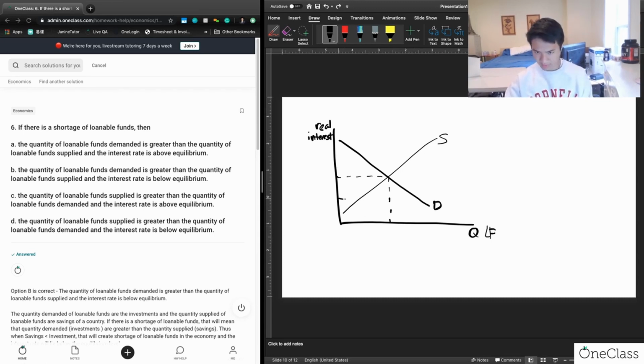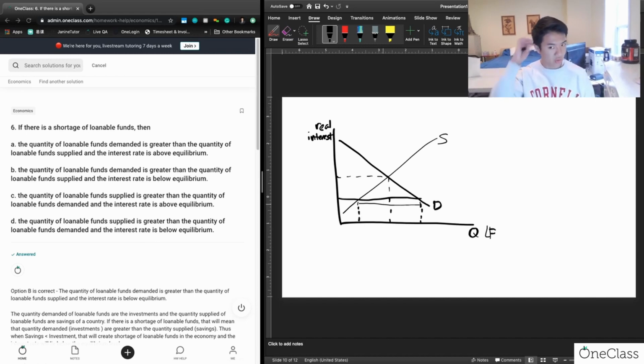Let's try that one more time. And so this gap given over here, that is our shortage, right? We have this much quantity being demanded in the market for loanable funds, and we only have this much quantity being supplied by lenders. And so that is our shortage.